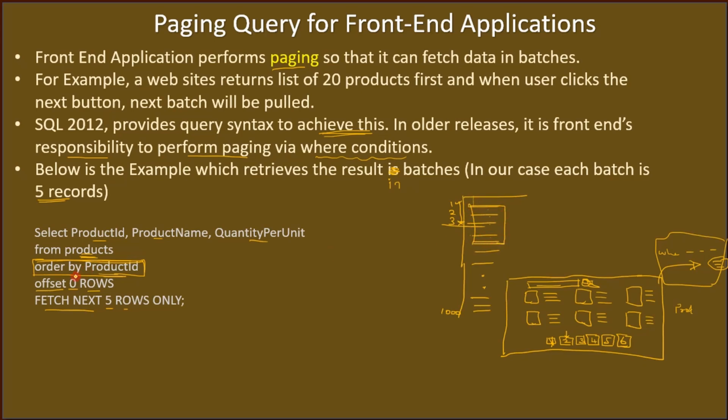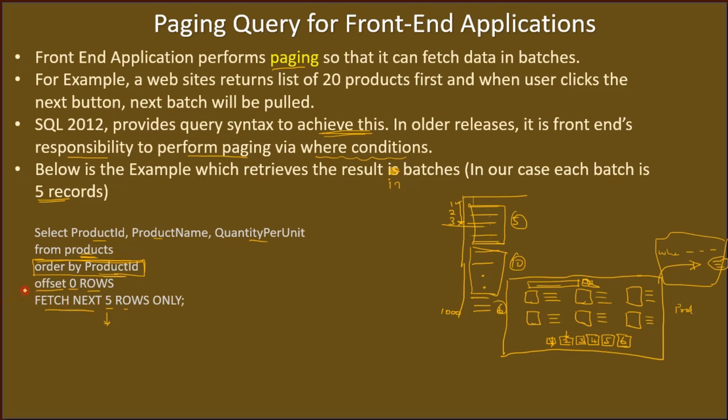So for the next batch, I have to use offset 5 rows. Why? Because 5 we already paginated. Offset 5 rows, fetch next 5, if you want to return in equal batches. So this 5 is not mandatorily the same for each and every query. You can change it. In the first batch you can return 5, in the second batch 10, and in the third batch 6. All those things you can also do using fetch next.